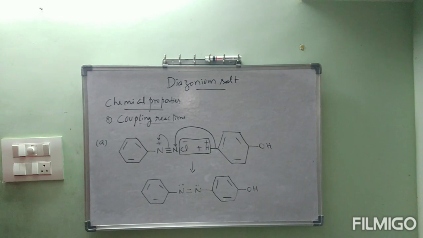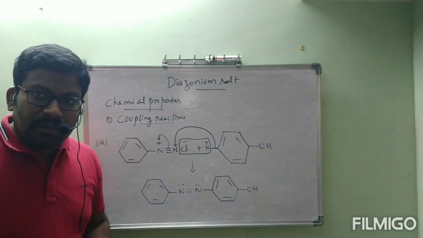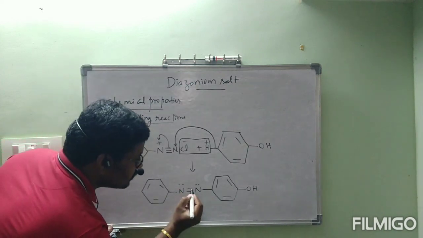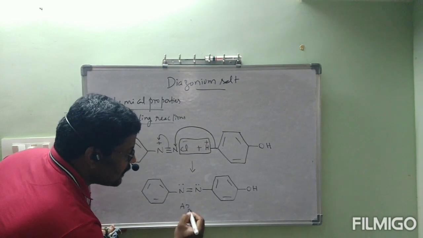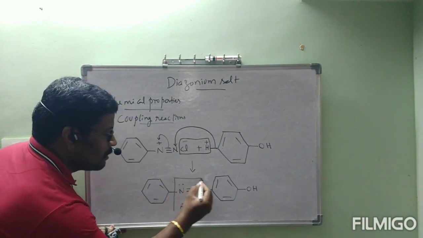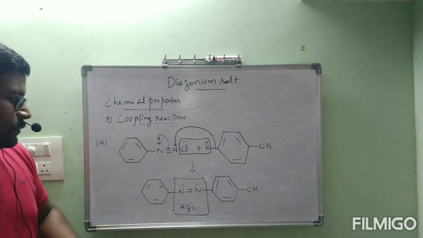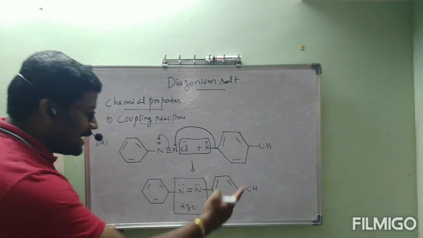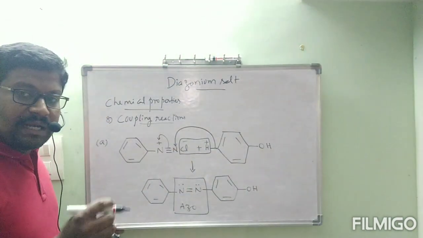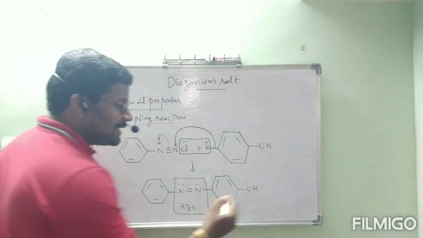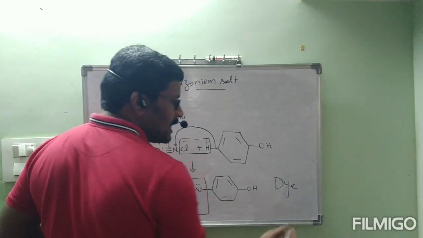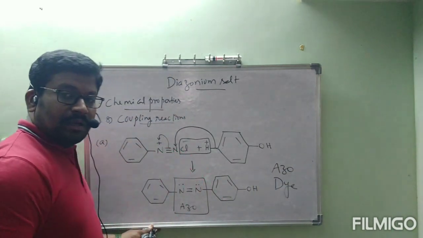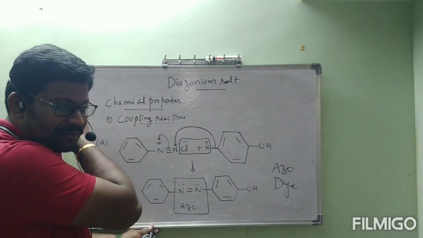See, in this reaction the diazonium group is not removed. It is present only. This N double bond N is called the azo group. This is the reaction completed. And this one will definitely be colored. This is nothing but a dye, and this dye contains the azo group, so that's why this is called an azo dye.